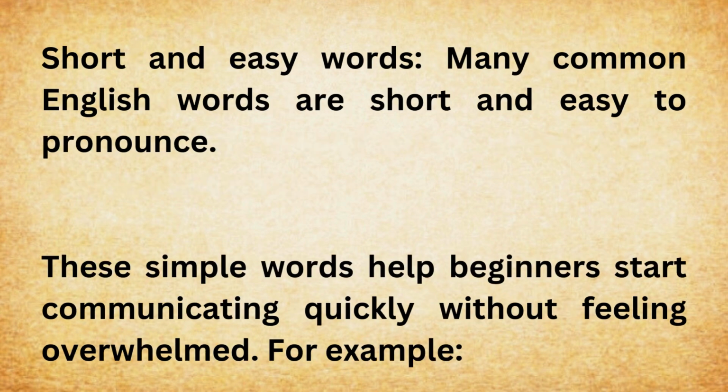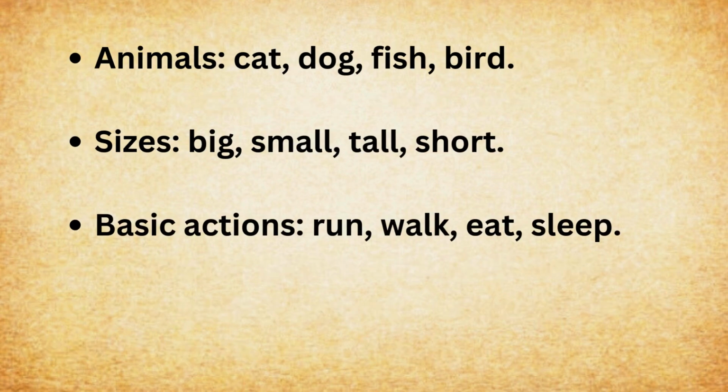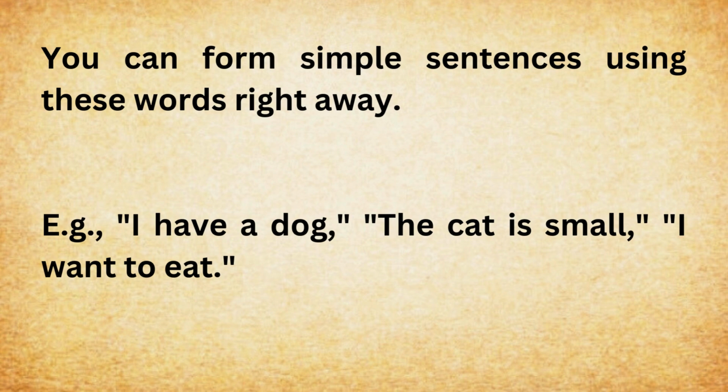Short and easy words. Many common English words are short and easy to pronounce. These simple words help beginners start communicating quickly without feeling overwhelmed. For example, animals: cat, dog, fish, bird. Sizes: big, small, tall, short. Basic actions: run, walk, eat, sleep. You can form simple sentences using these words right away.